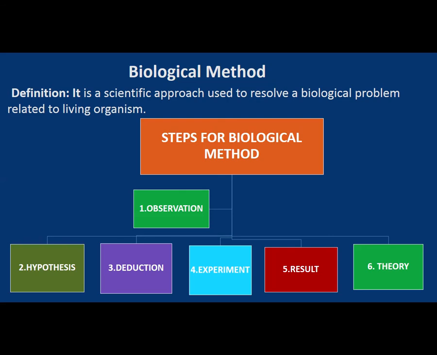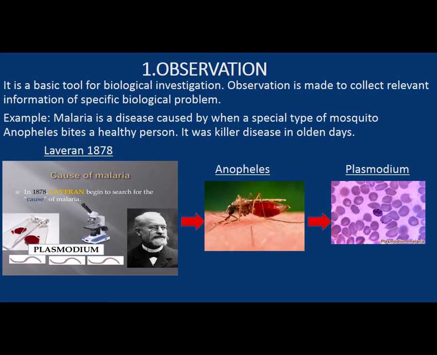Okay students, now we will see first of all observation. What is observation? It is a basic tool for biological investigation. First of all, we observe the thing. Biologists observe and then they do the other steps. Observation is made to collect relevant information for a specific biological problem.